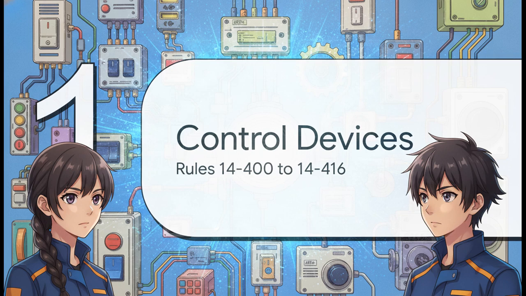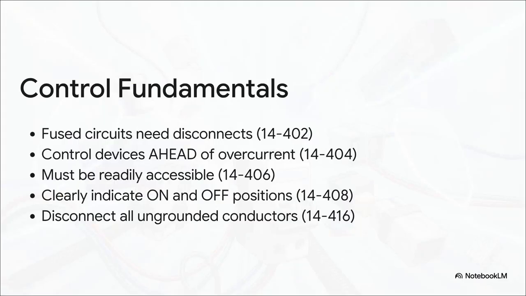Okay, let's jump right into the core requirements for control devices and disconnects, which covers Rules 14-400 all the way through 14-416. So, let's talk fundamentals. Rule 14-404 is pretty much your best friend out on the job. It says control devices always go ahead of your overcurrent devices. Why? Well, because you definitely don't want to be changing out hot fuses. Rule 14-402 backs this right up by requiring disconnects for fused circuits.